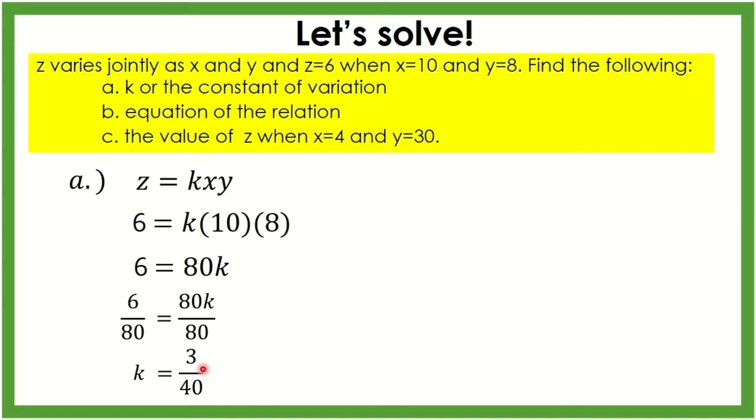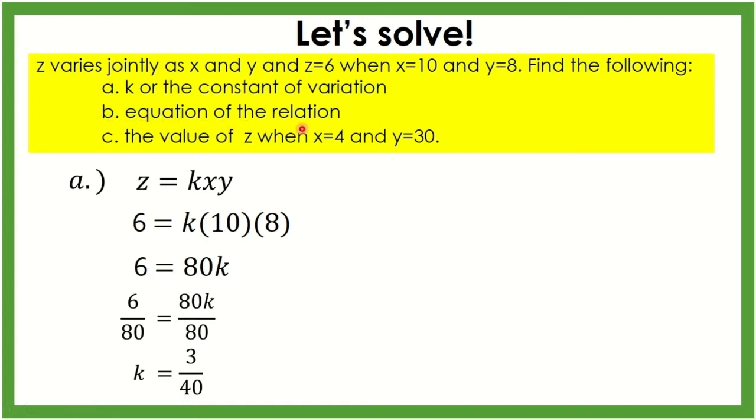Paano nakuha yung 3 over 40? Lowest term natin yung 6 over 80. Divide natin yung numerator and denominator by 2. 6 divided by 2 equals 3. 80 divided by 2 is equal to 40. So, ang value ng constant of variation natin is 3 over 40.